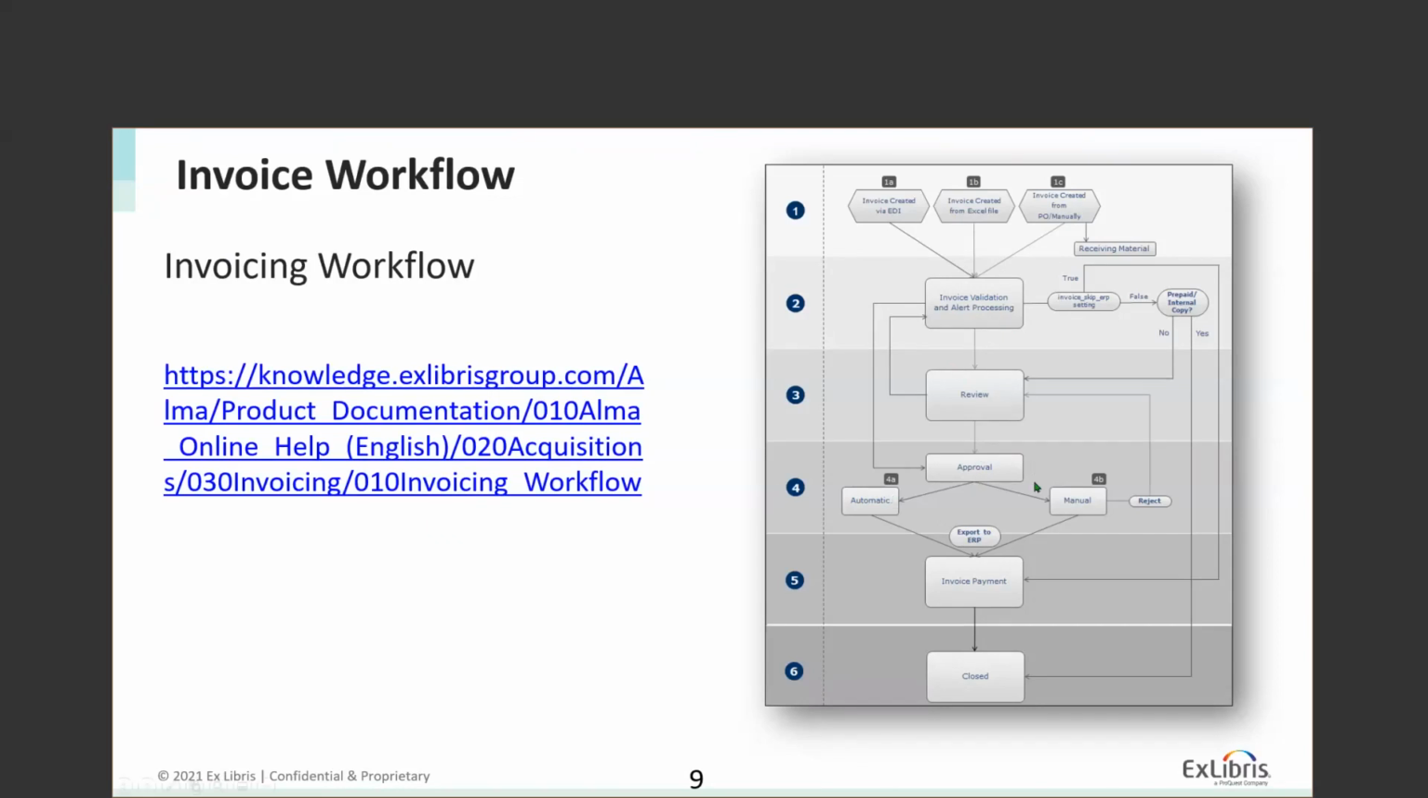Is approval automatic or manual? If it's automatic, it goes to the payment. This is where Alma can export that, hey, cut the check message over to your ERP, or Alma might not be doing that. And then finally, the invoice closes. Okay, so let's move on through this.